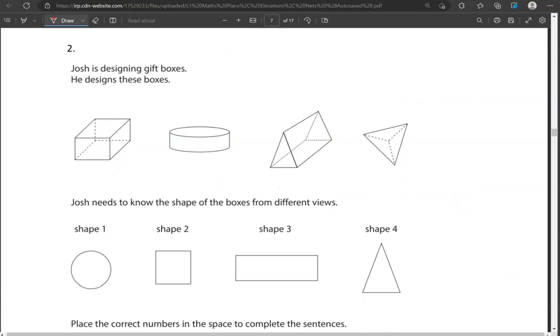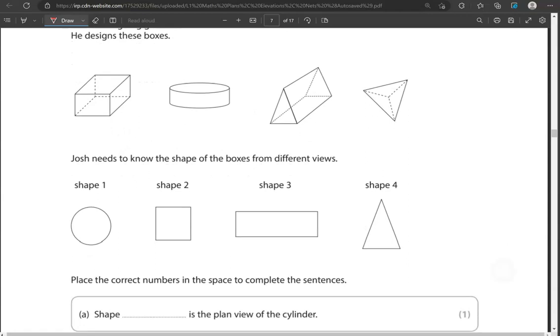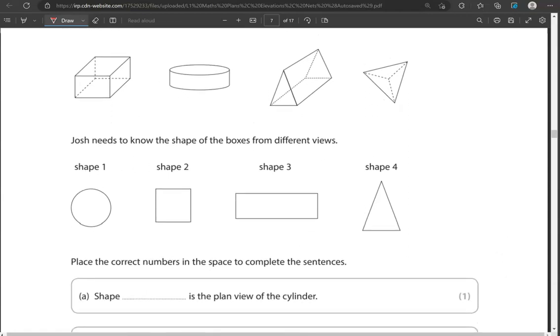Josh is designing gift boxes. He designs these boxes. Josh needs to know the shape of the boxes from different views. Place the correct numbers in the space to complete the sentences. Shape.